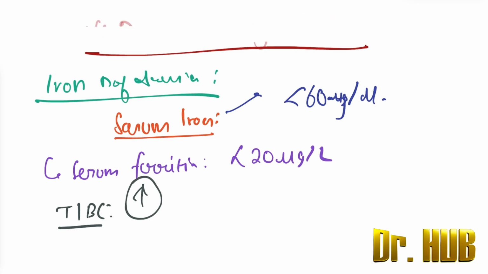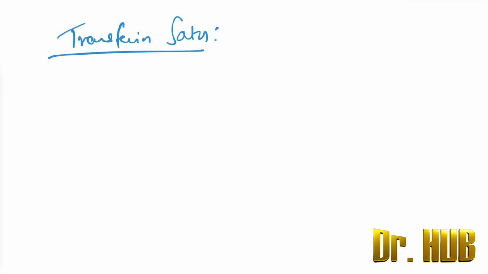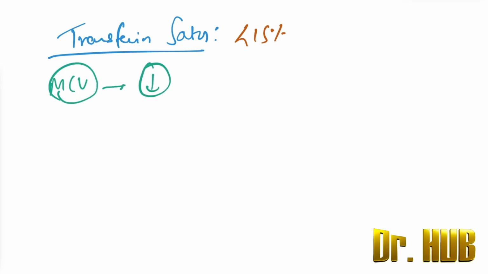Next is the transferrin saturation. This transferrin saturation is going to be less than 15. And what about MCV? MCV is going to be decreased. This is in terms of the iron deficiency anemia. And also the RBC count is going to be decreased. So there's an increase in the TIBC, whereas a decrease in the MCV and the RBC count.